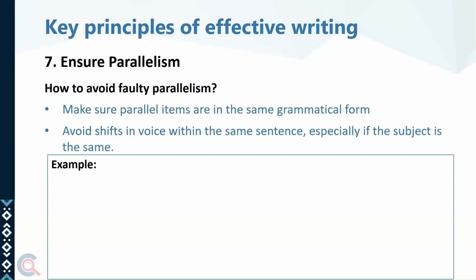It is important that in reviewing your work, you avoid faulty parallelism. Make sure that the parallel items are in the same grammatical form. Avoid shifts in voice within the same sentence, especially if the subject is the same. So avoid shift in voices, be it the active voice you use in the same sentence or paragraph, and then you are using the active voice and the passive voice. You have to avoid that.